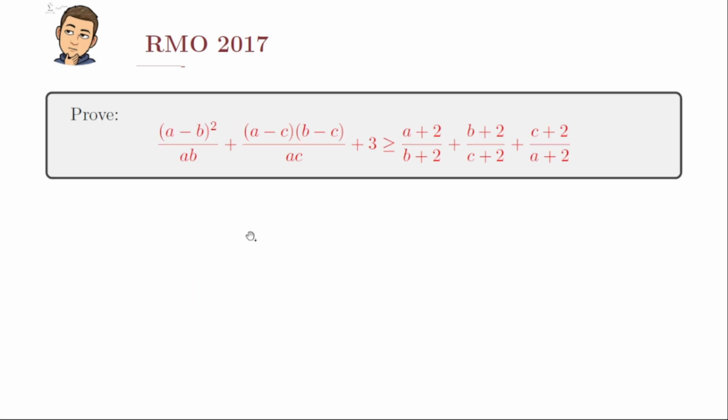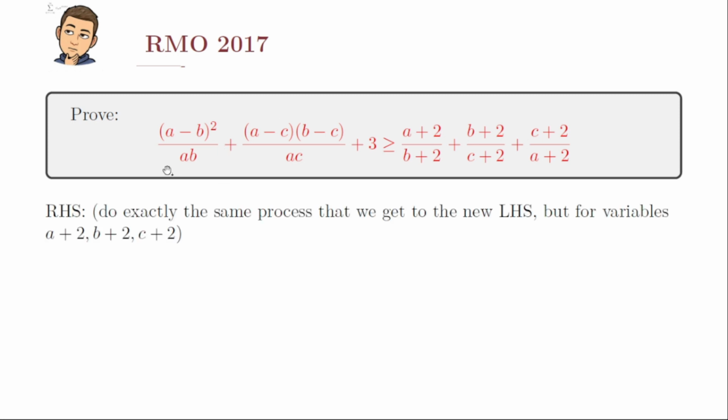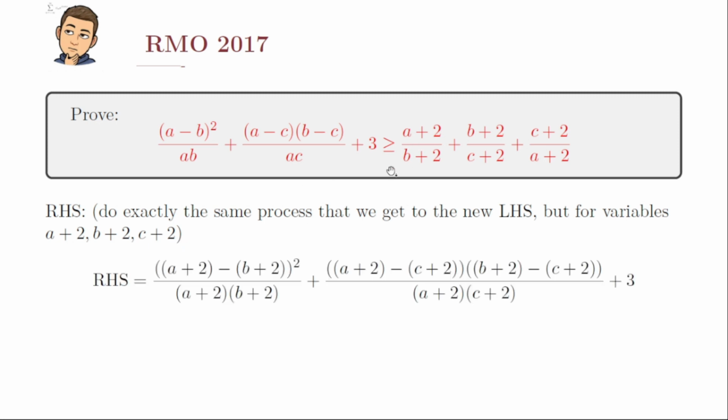So the left hand side that we want to prove becomes this one. For the right hand side, we can do exactly the same process that we did to get the new left hand side, but for the variables a plus 2, b plus 2 and c plus 2. You can check using the same steps as before. We'll get this, right? You can see here, this is basically the same thing as the left hand side, but we just change the variables a, b and c with a plus 2, b plus 2 and c plus 2.